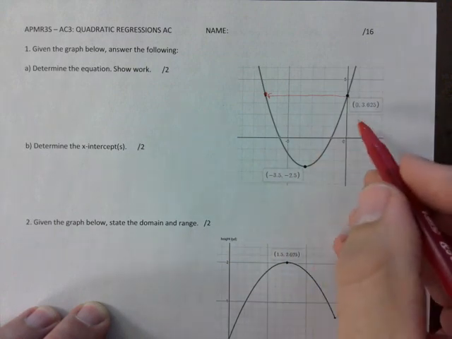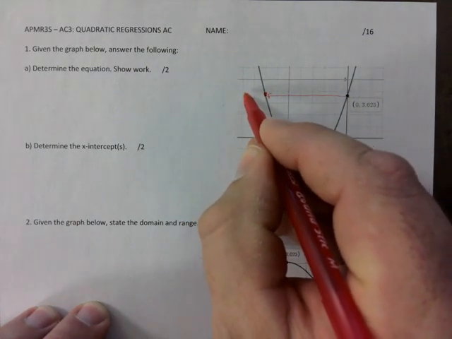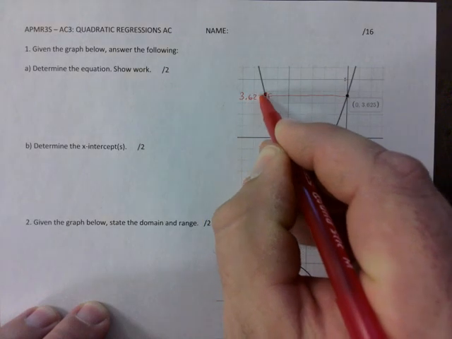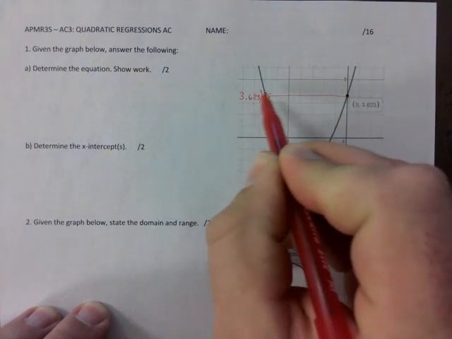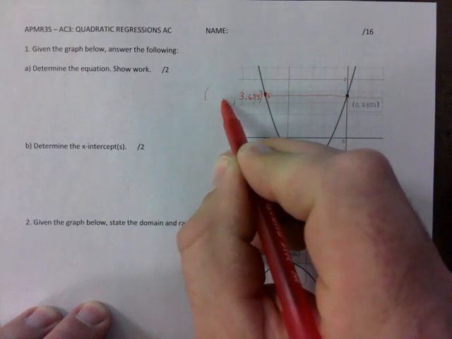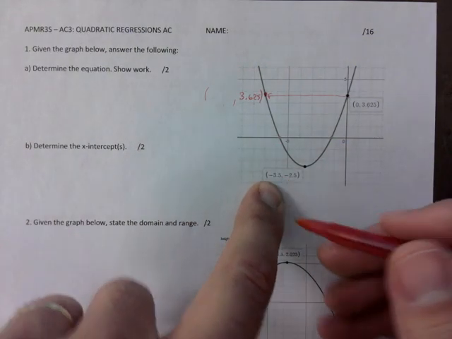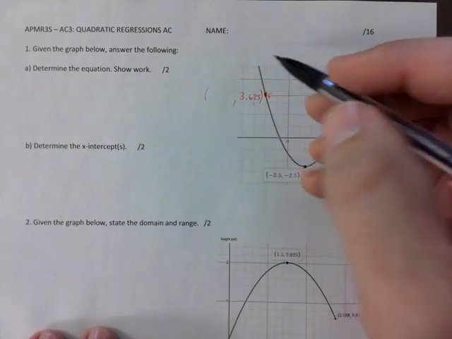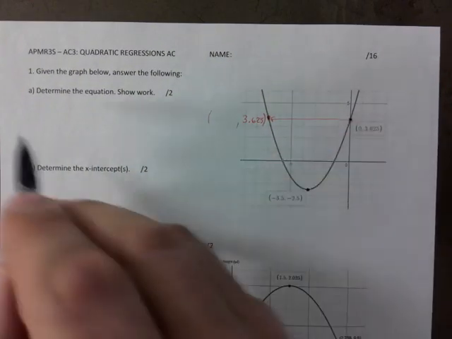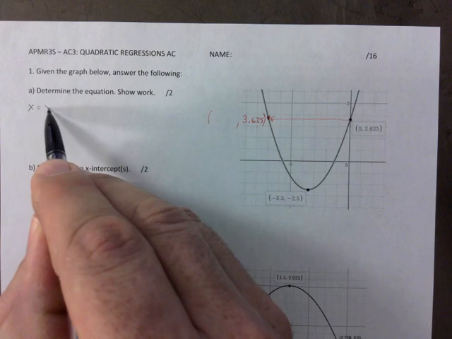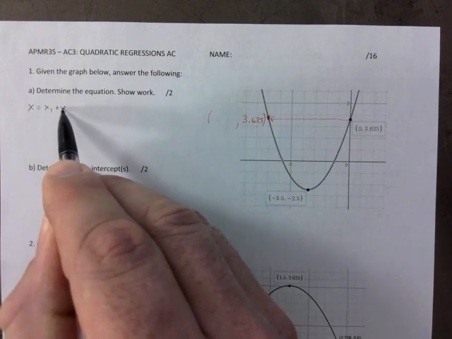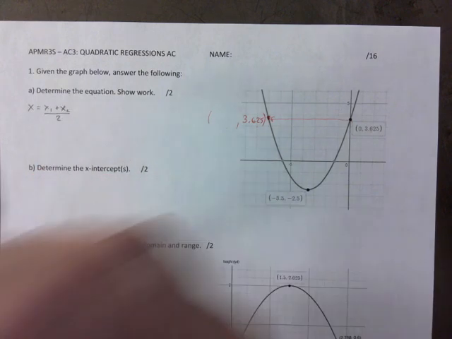Using symmetry, we know that the y value of this point is going to be the same as that one. So we just need to figure out the x value there. You can use the axis of symmetry equation. Maybe I should do that here. So x equals x1 plus x2, and I'll give you a shortcut in a bit.